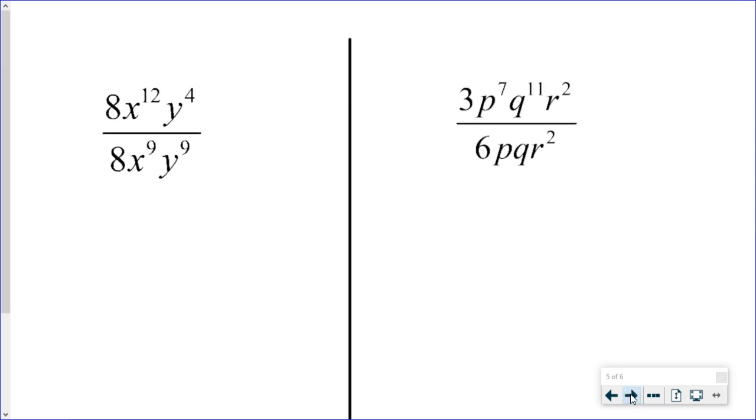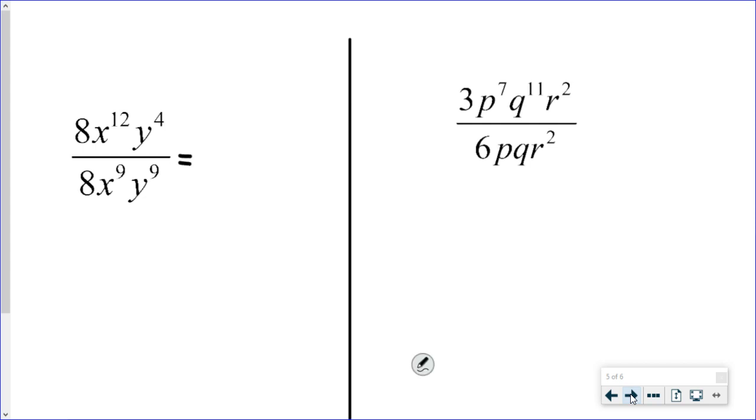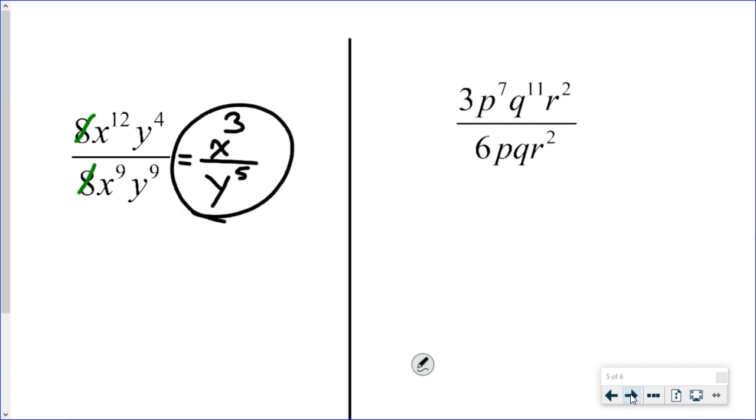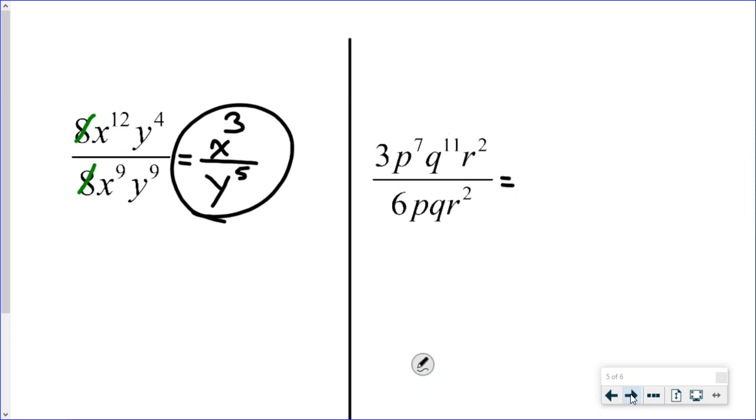Here we go. Now, what happens if I have 8 over 8? Well, what is 8 over 8? They cancel. Now where's the bigger exponent of x's? On the top. Now subtract 12 and 9, that's 3. Where's the bigger exponent for y's? On the bottom. Now subtract them, 5. That's it. Almost done. Now what happens to the 3 and the 6? That's usually 1 and 2, right?